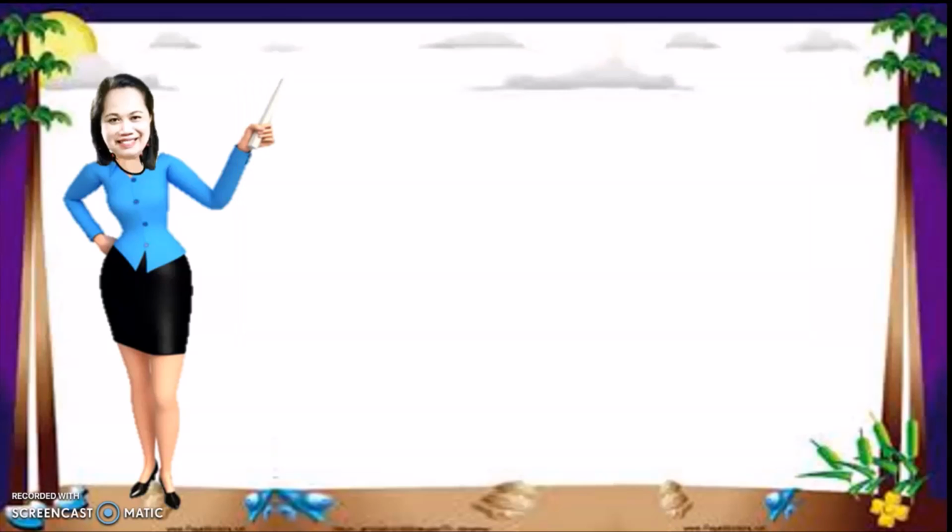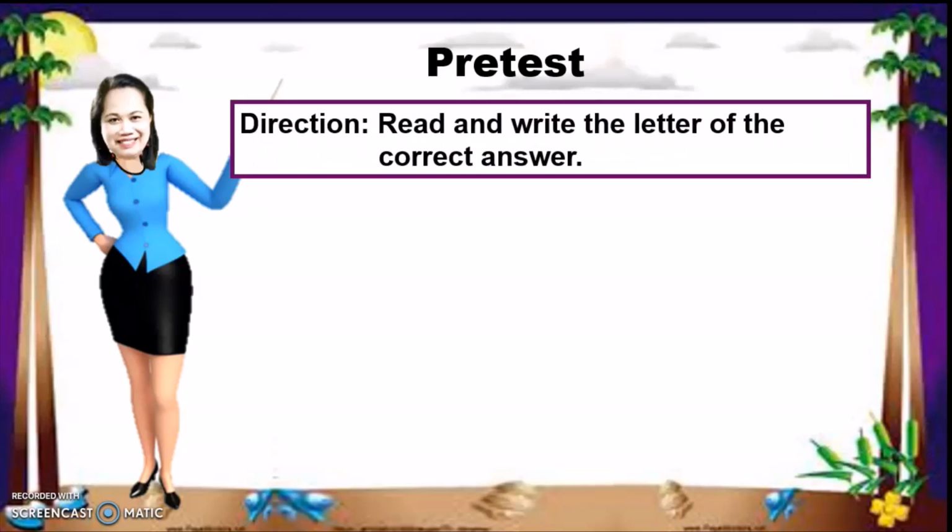Before we start, let's have first our pretest. Will you get one whole sheet of paper? Write your name and section. Let's try if you know our topic. So, do you have your paper with you? Now, let's read the direction. Read and write the letter of the correct answer.